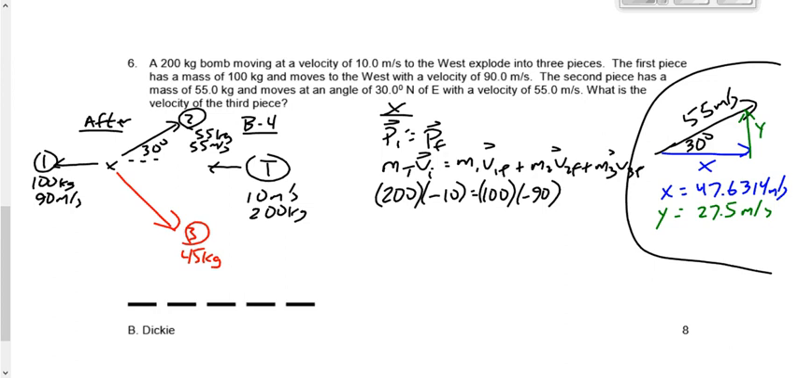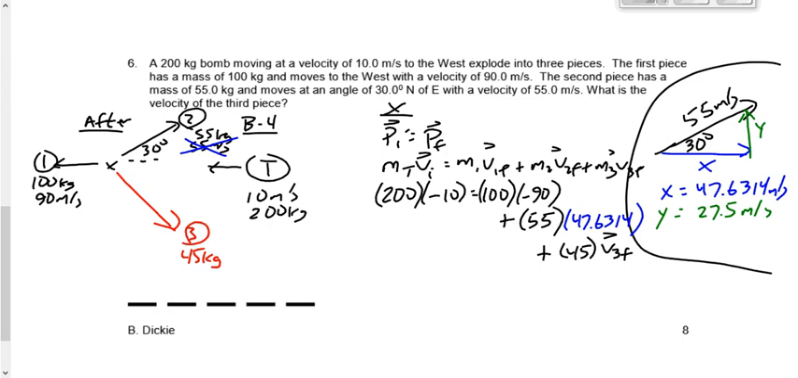90 is all on the x-axis. M2 is 55. Stephen, what is V2F for the x component here? Object number 2, x component. Not this 55 meters per second thing, because that's dead, right? Yeah, it's 47, and it's to the right, so it's positive, right? Correct? 47.6314 plus third object is 45 kilograms times V3F.